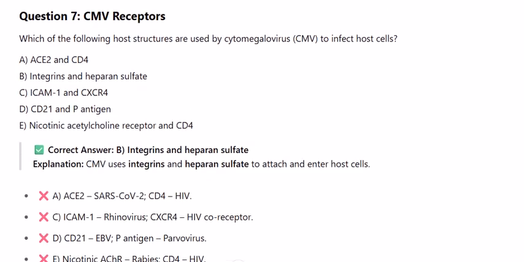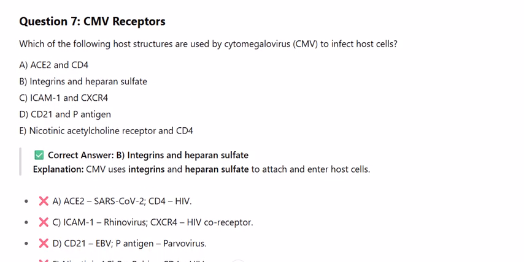Question 7. CMV receptors. Which of the following host structures are used by cytomegalovirus, CMV, to infect host cells? A. ACE2 and CD4. B. Integrins and heparan sulfate. C. ICAM1 and CXCR4. D. CD21 and P antigen. E. Nicotinic acetylcholine receptor and CD4. Correct answer, B. Integrins and heparan sulfate. Explanation: CMV uses integrins and heparan sulfate to attach and enter host cells.